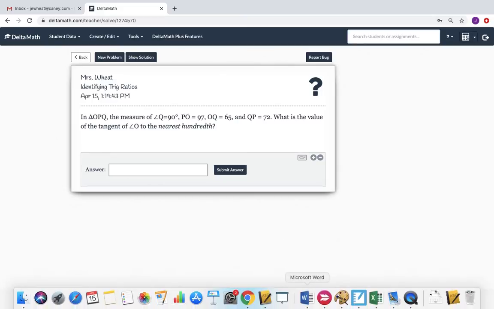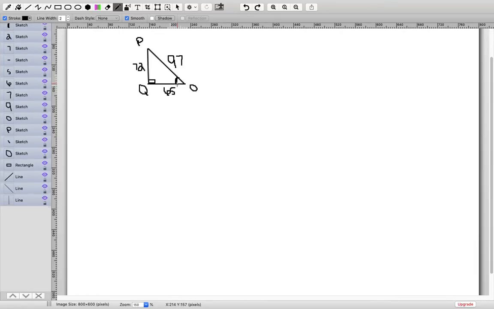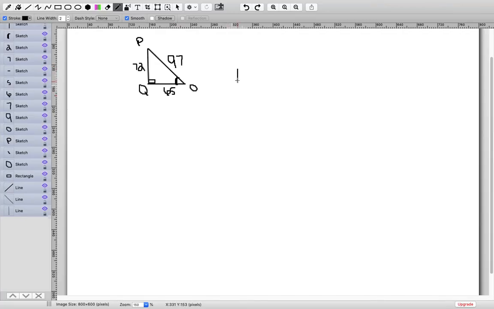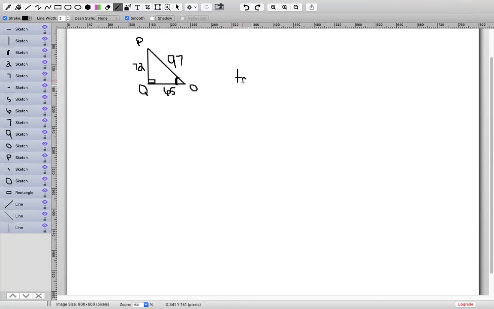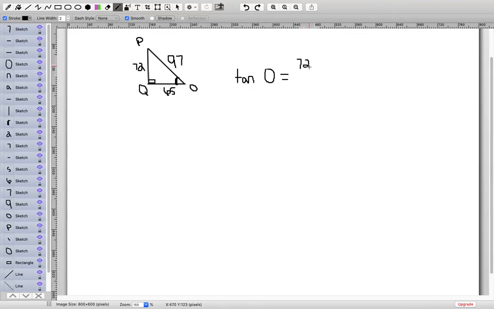Okay, so we are going to go over here. And here is O, that means this is our reference angle. Tangent means opposite over adjacent, so tangent of O is going to equal the opposite, which is 72, over the adjacent, which is 65.